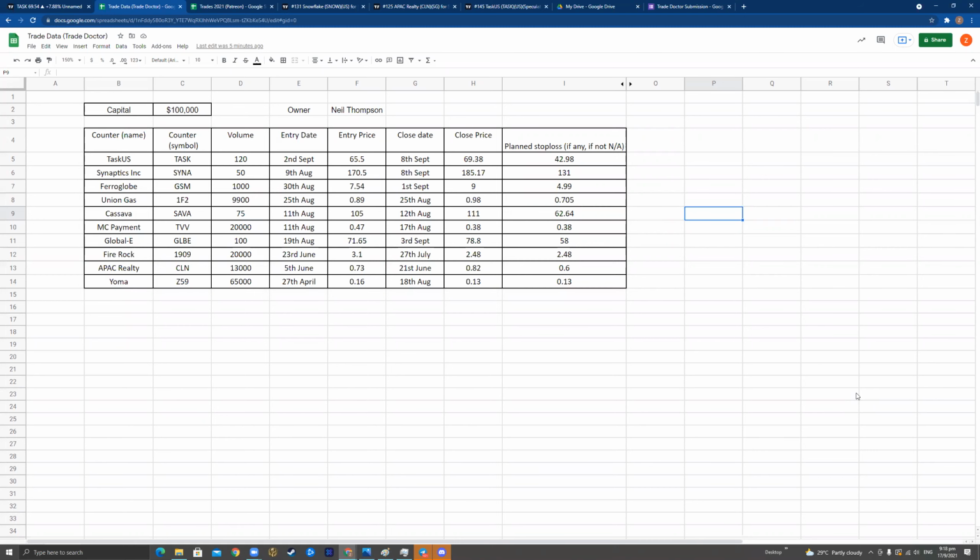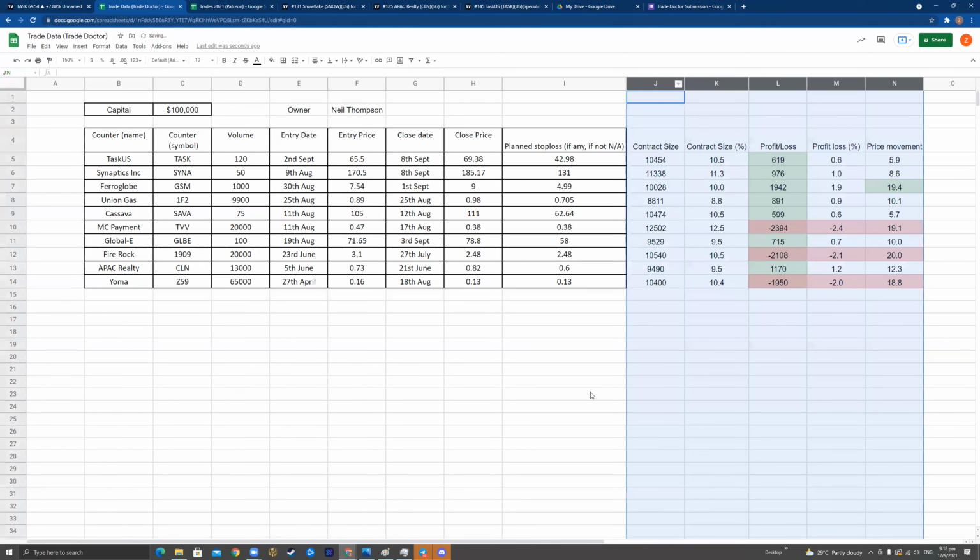Okay, so let's see what we have here. So for the sharp eyes, you can see that I hid a few columns here because these are the columns where I made some calculations. So I'm going to unhide them. Okay, so contract size, very simple. It is his entry price multiplied by the volume. So that is his contract size. But this contract size has already been converted to Singapore dollars.